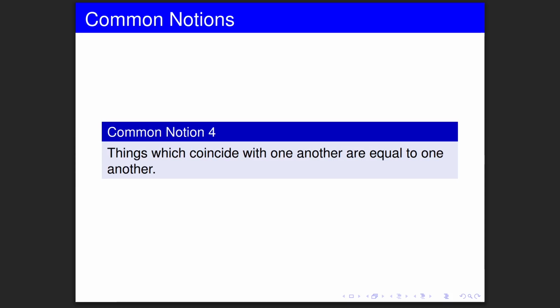Next, common notion 4, things which coincide with one another are equal to one another. So this one is fairly interesting. What it is attempting to do is to give us a way of knowing when two geometric figures are equal to one another, or as we would say in modern geometry, when they are congruent. Euclid does this using what is called the principle of superposition, which essentially says that if we take one geometric figure and pick it up and place it on top of another, and if doing so causes the two figures to coincide everywhere, then the two figures are equal.